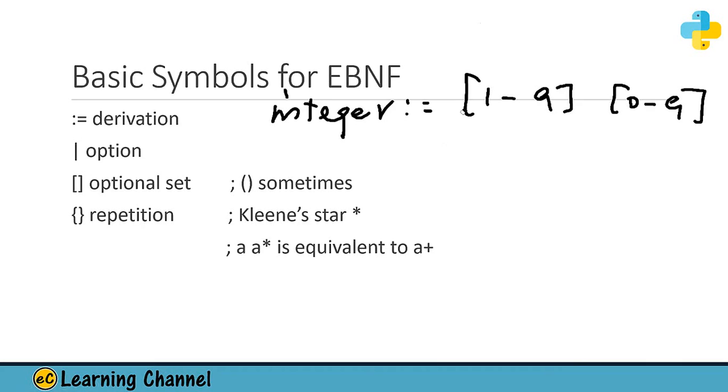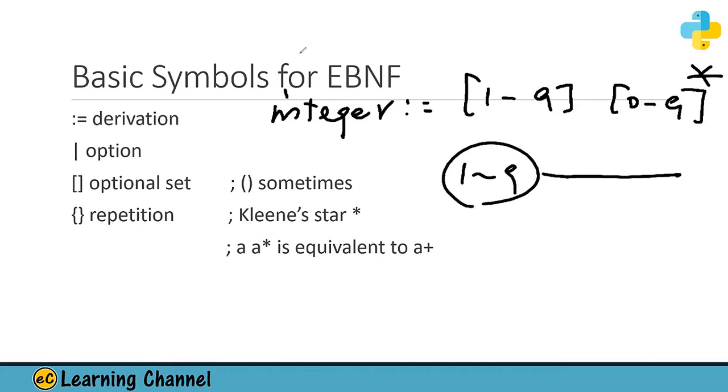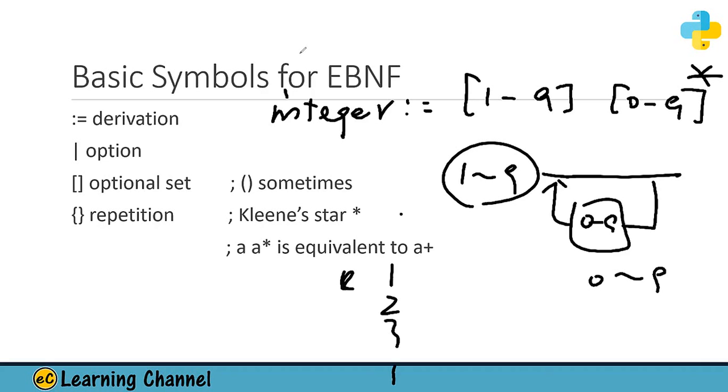I put a star here, and it means I have a 1 to 9 number, and then maybe followed by 0 or infinity times of 0 to 9. So it can be 0, 1, 2, 3, 4, 5, 6, 7, 8, 9, and then anything followed with 0 to 9 for zero or infinity number of times. So this one is not an integer, it's actually a natural number. If it's an integer, it's different, a positive integer.